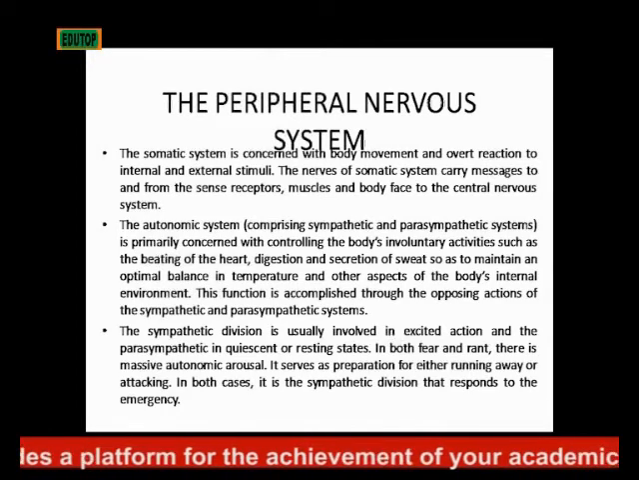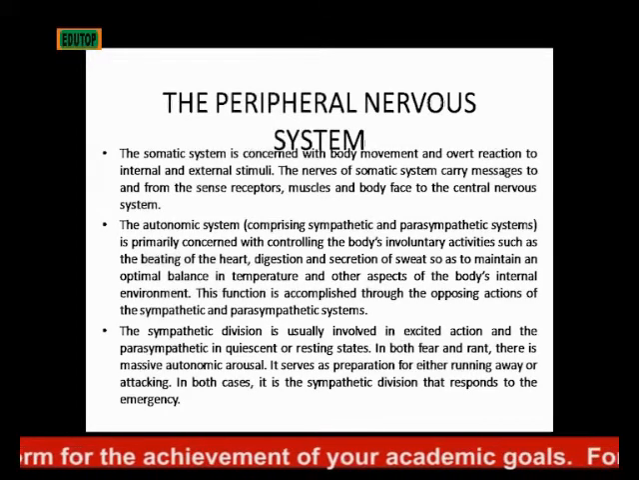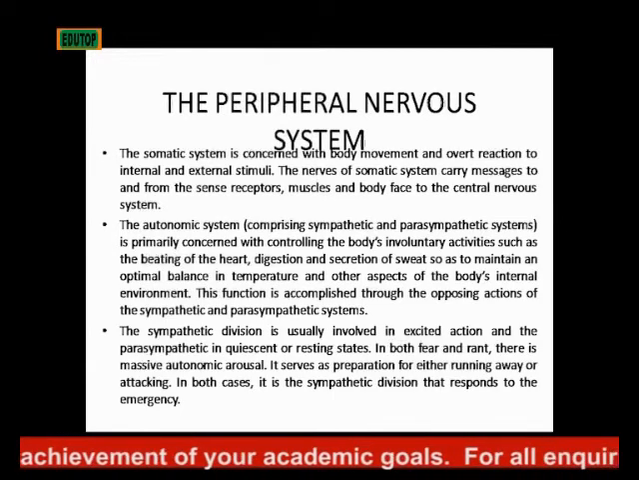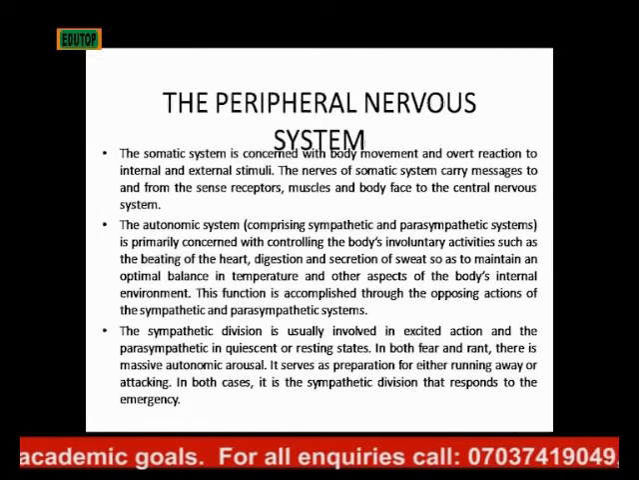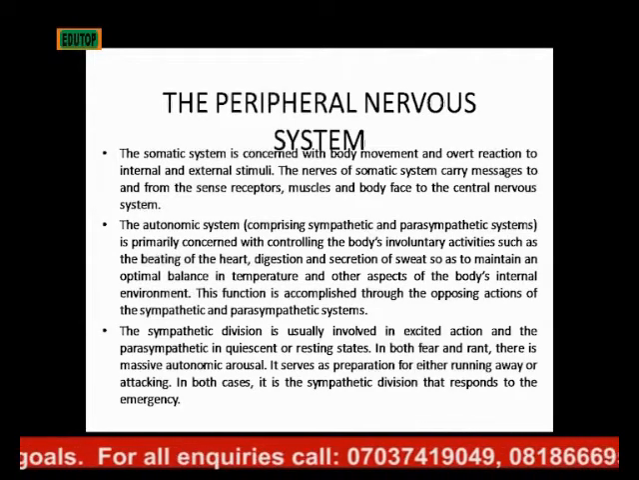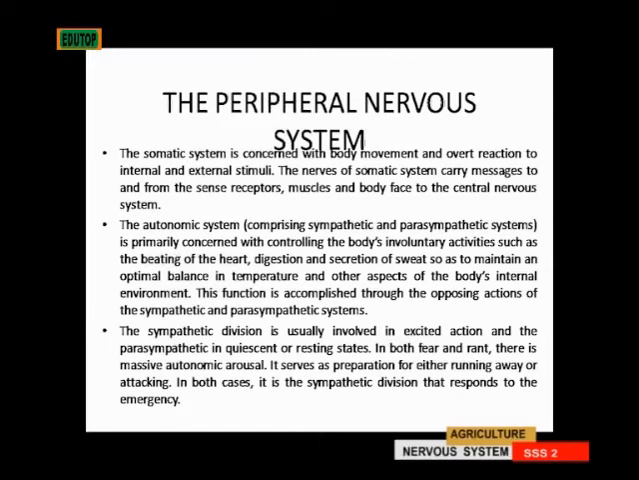The nerves of the somatic system carry messages to and from the sense receptors and muscles of the body to the central nervous system. The autonomic system, comprising the sympathetic and the parasympathetic systems, is primarily concerned with controlling the body's involuntary activities. I said the cerebrum controls all voluntary activities, but the autonomic system controls all involuntary activities, such as the beating of your heart.